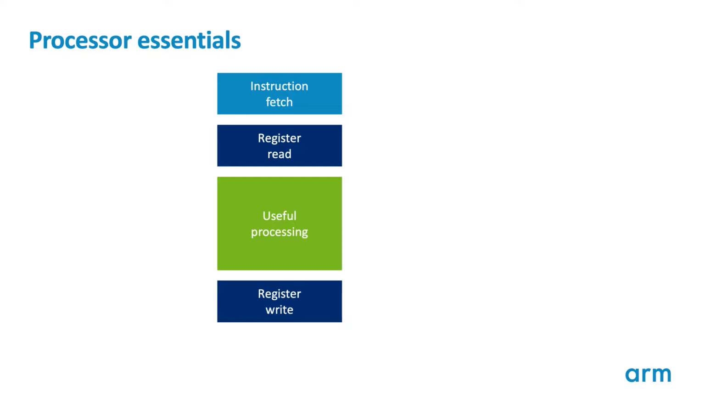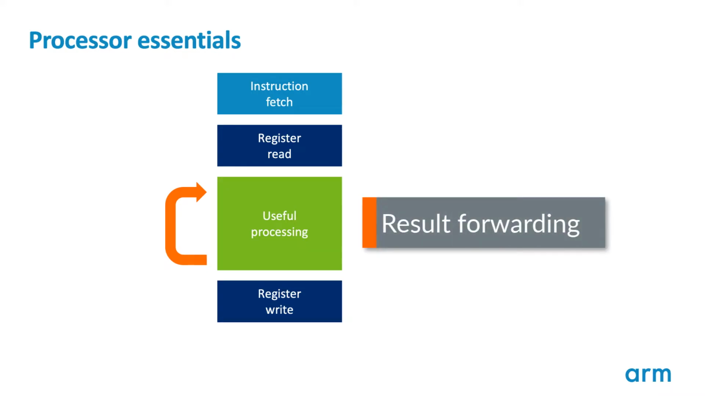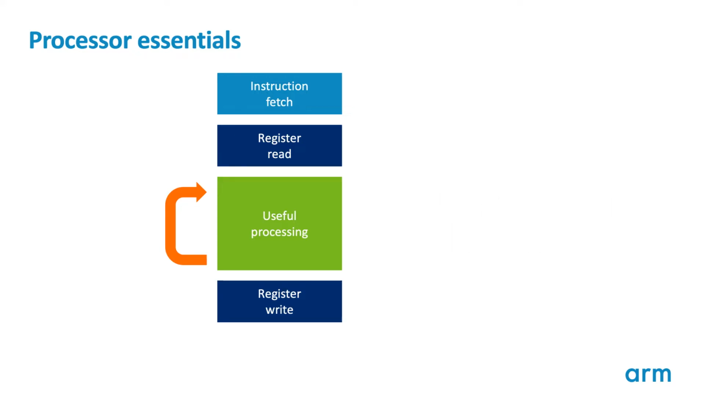Stalling and waiting for them to complete would significantly reduce performance, so a number of tricks are used to unblock the stalled instructions. The first of these is result forwarding. Results of earlier instructions can be forwarded to later instructions before the result is actually written back into the register file, shaving a few cycles off the result latency.